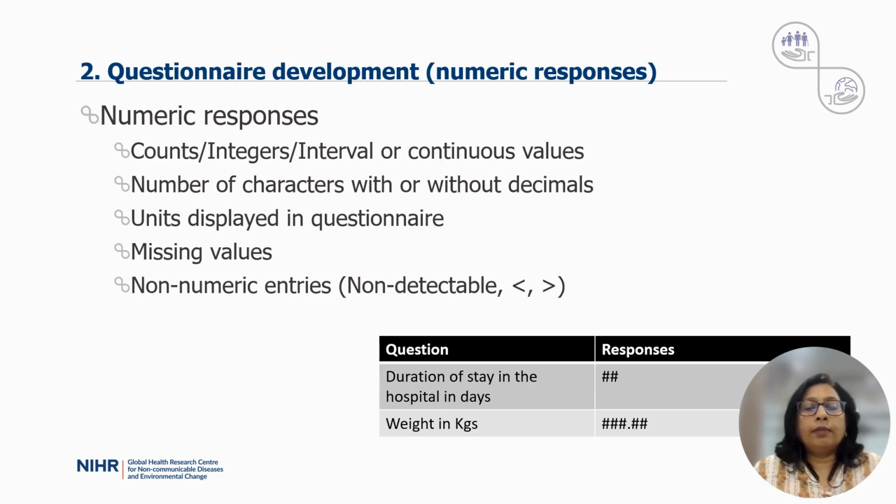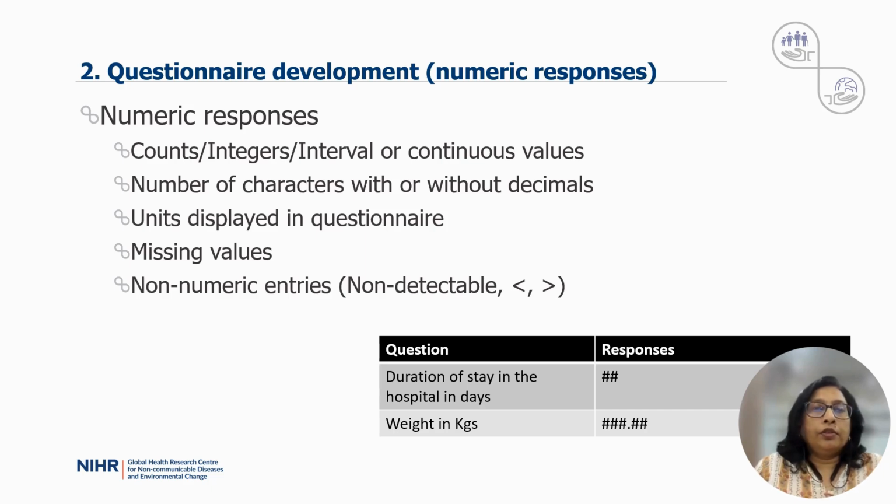In the example table below, I have put a hash to show that the duration of hospital stay can take a single digit or double digit, and the weight can take two digits after the decimal. This kind of simple explanation will help when you are developing a questionnaire, as to what you are expecting. Another important aspect is that whenever you have a numeric response which is a known measure, having a unit is extremely important.